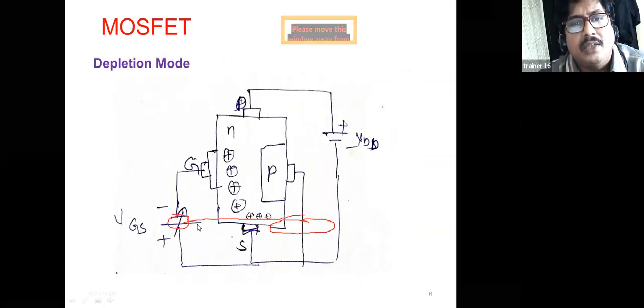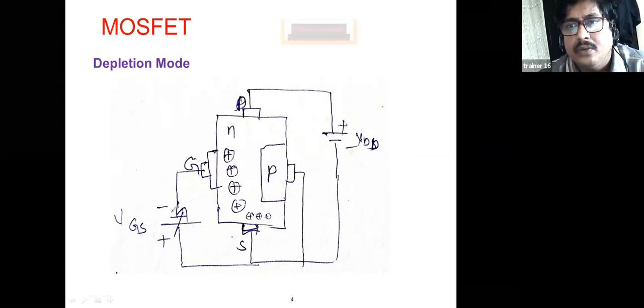So here, if you see clearly, this VGS is in off condition. That means no supply of negative charge, so automatically the drain current is 0.